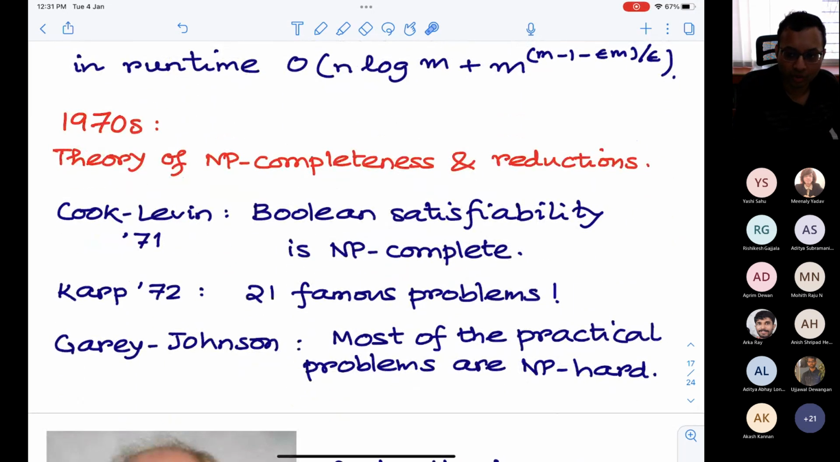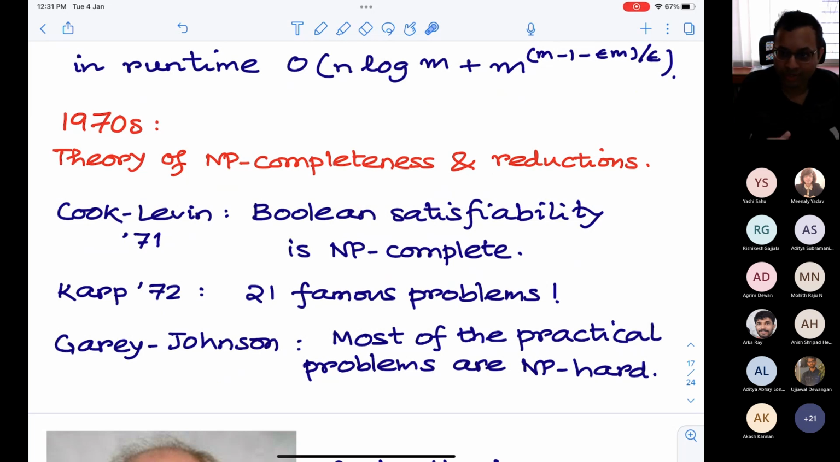First, Cook and Levin showed that Boolean satisfiability is NP-complete. Then Karp showed 21 famous NP-complete problems. And then Garey and Johnson wrote a famous book, which showed that most of the practical problems are NP-hard. So people found that these problems are NP-hard and we don't expect exact algorithms for them. So we have to solve them in some other way.